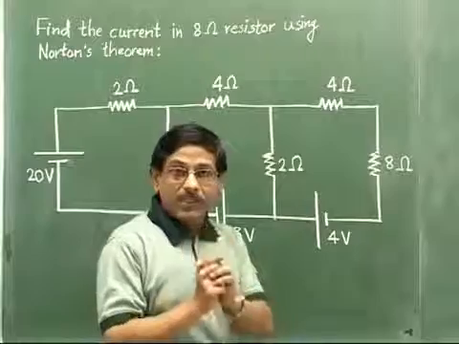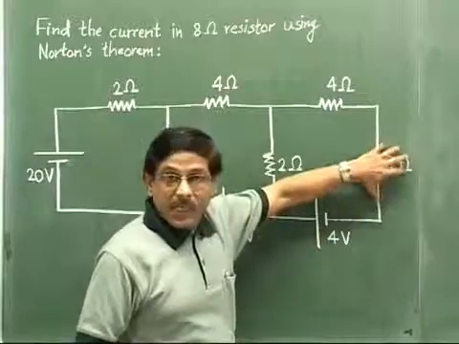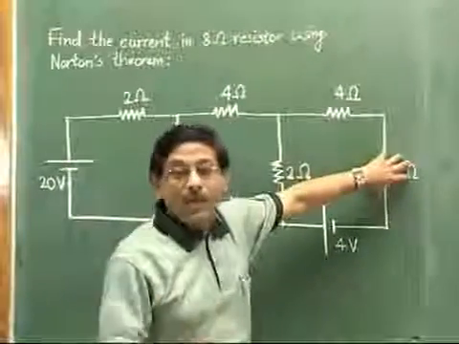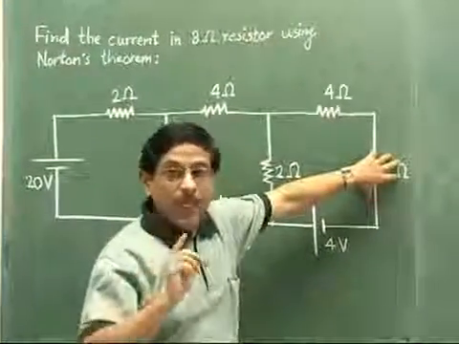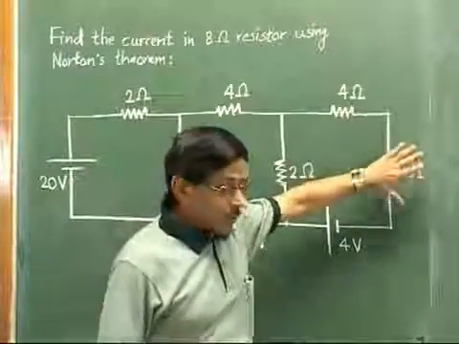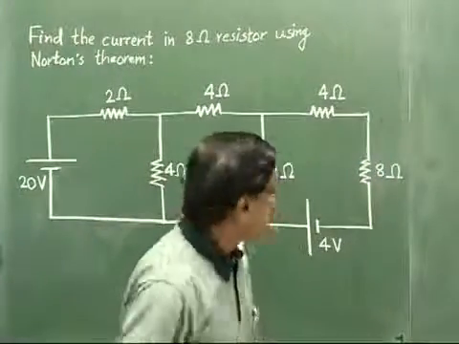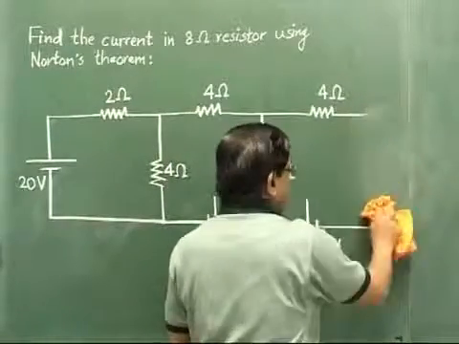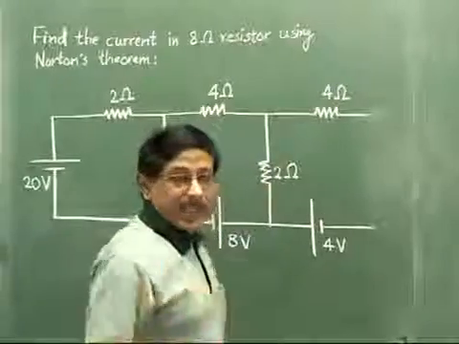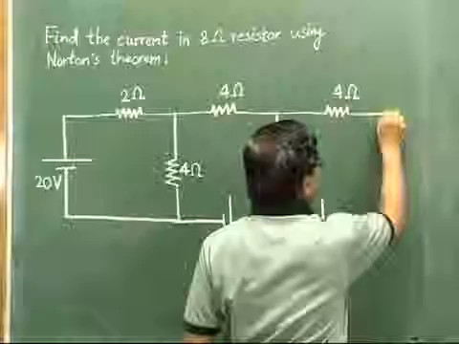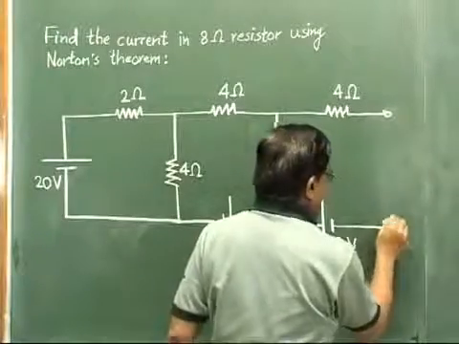So what is our resistance? The resistance is 8 ohm. We want to find the current in this 8 ohm resistor. So we will call this resistor the load resistor RL, and we will remove it from the circuit. After removing the 8 ohm resistor, we get the circuit like this. Exactly in the same manner as in Thevenin's theorem, we mark these open terminals with A and B.